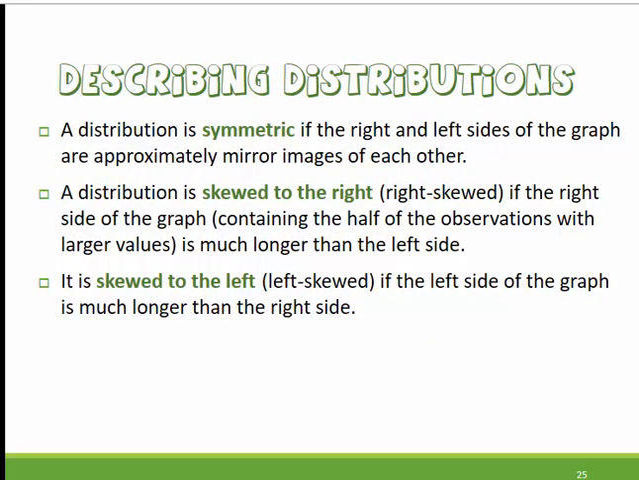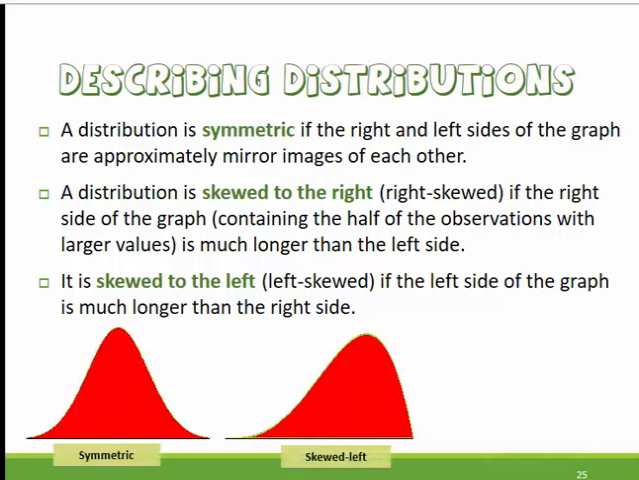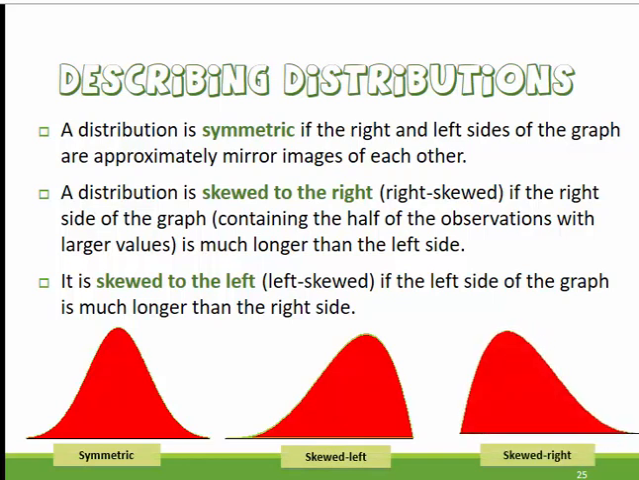Let's see. So to recap, sometimes distributions are symmetric. You've got mirror images. Sometimes they're skewed left, skewed right. Here are some pictures. If you were to draw smooth curves over the histograms, they would look roughly like this.